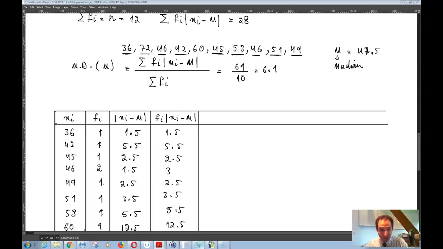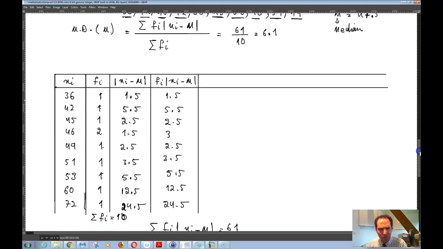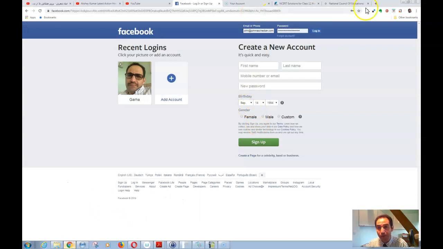And there is something wrong here, I suppose. We will go and check. So let's see. You have x of I minus m. Let's see if we can find some website or something to find, for example, the median of some data. Let's see if we can find that.